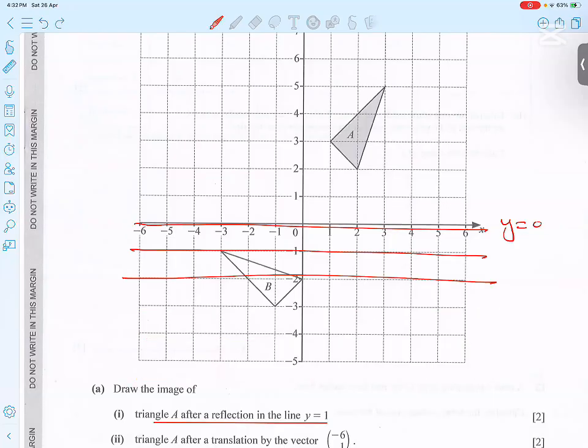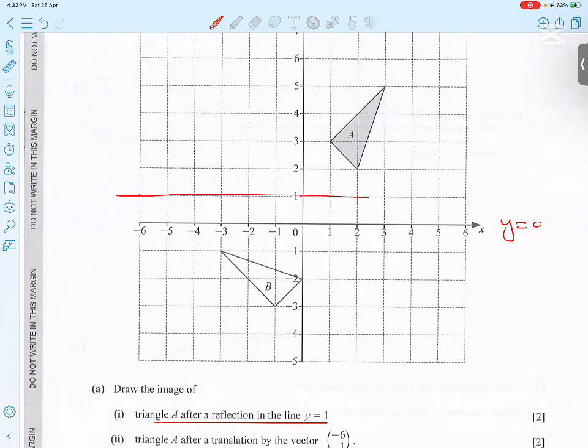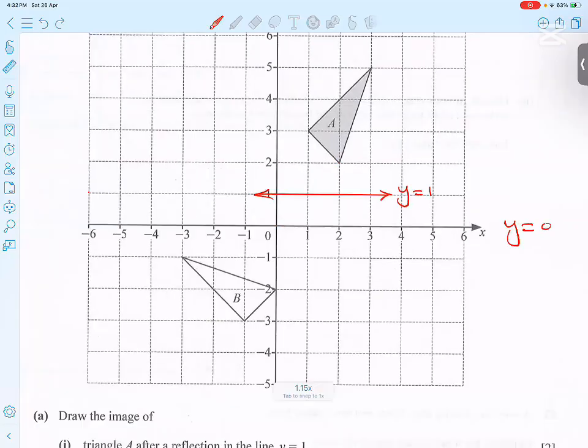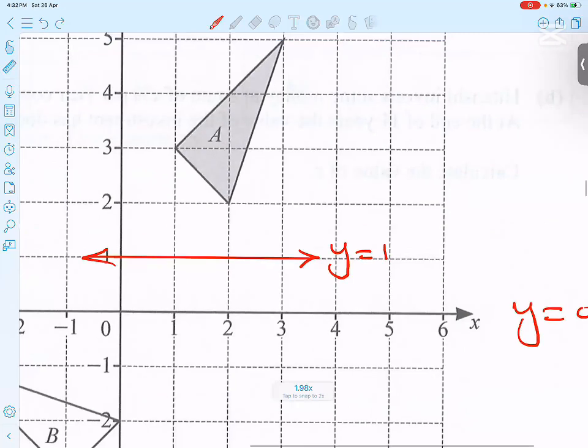But where is y equals to plus 1? And that is naturally above. No need to make a full line. If I make this much line, it is enough. And I'm writing here y equals to 1. How to reflect it? This point, how much away from the middle line? This is one box above. Where's the image? One box below.